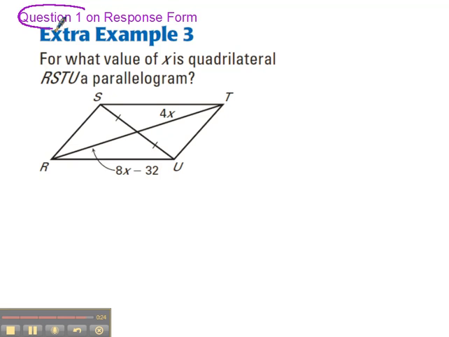The last example we're going to use, extra example 3, we're going to use as question number 1 on the response form. So you need to make sure you answer the question. It says, for what value of x is the quadrilateral RSTU a parallelogram? In other words, we're going to use one of the properties to show that it is a parallelogram. Hint, hint, it has something to do with the diagonals. So please respond in question number 1.